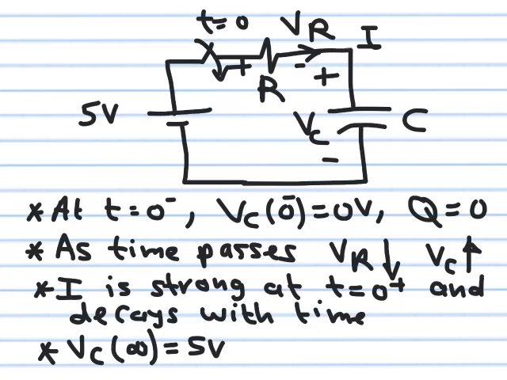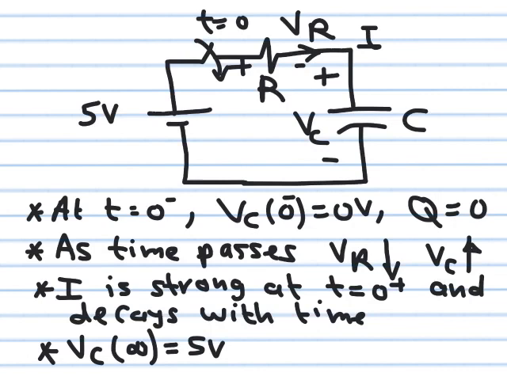Now let's consider a specific example. We have here a capacitor that's connected to a resistor, and then you have a switch. This switch is connected to a battery. Before time zero, this switch was open. So there was no voltage across the capacitor, no current in the circuit, nothing. At time zero, we close that switch. What's going to happen?